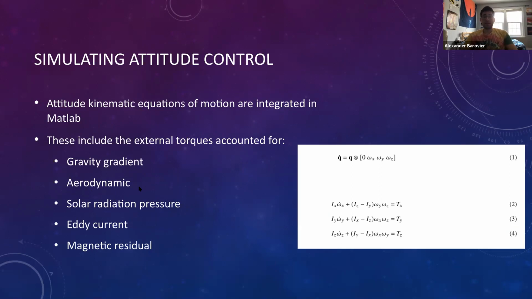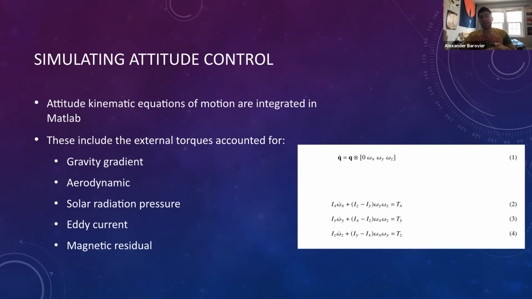Aerodynamic torque comes from aerodynamic drag force, but because this is a rigid body that has different faces, it's very likely that there are going to be different forces acting on different faces, which will overall cause a torque. Solar radiation pressure comes from photons coming from the sun, and photons can impart momentum onto the surfaces they hit. Similar to the aerodynamic torque, depending on how it's oriented, that can cause a net torque.